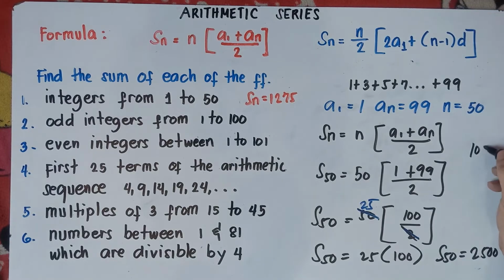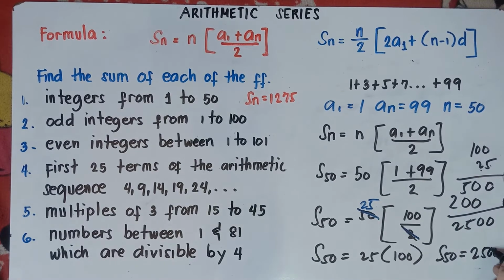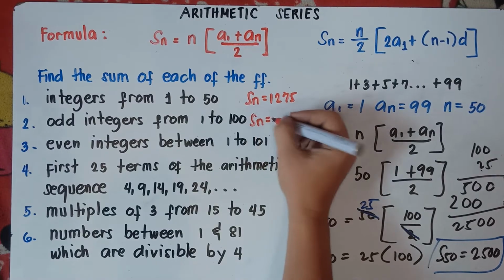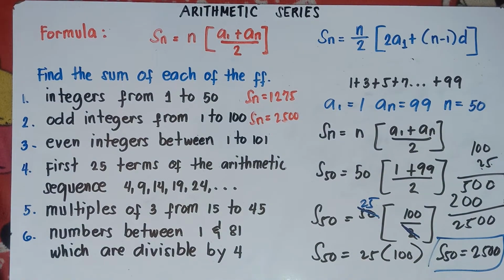If you multiply this one, 100 times 25, 5 times 0 is 0, 5 times 0 is 0, 5 times 1 is 5, 2 times 0 is 0, 2 times 0 is 0, 2 times 1 is 2. So same answer, 2,500. So simply, the rule of zeros: if you multiply a number by 100 or 10, just count the number of zeros. So 25 times 100, count how many zeros? 2 zeros, so you add 2 zeros. So 2,500. Alright, so that's the answer for number 2. S sub n, the sum, is 2,500. Alright, let's try number 3.